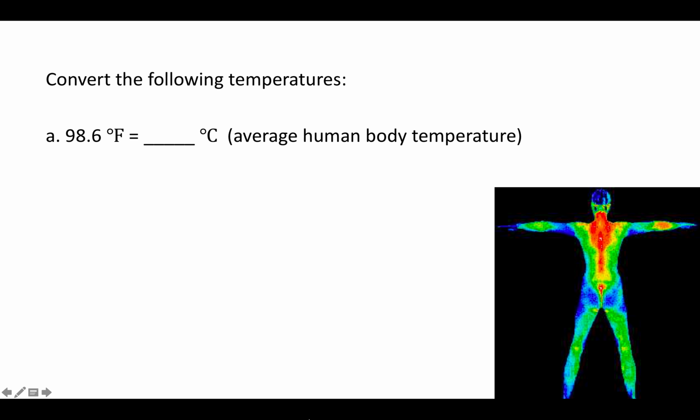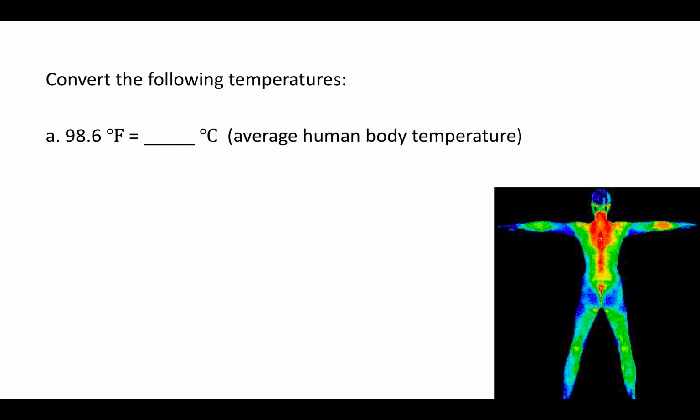So in this first question, they give you 98.6 degrees Fahrenheit, which is the average human body temperature. You can see in the picture at the bottom right that the temperature across your body is different. The parts that are particularly exposed to air, like your extremities, are a little cooler, blue, than the parts very close to your torso. But the average body temperature is 98.6 degrees Fahrenheit. What is that in Celsius?